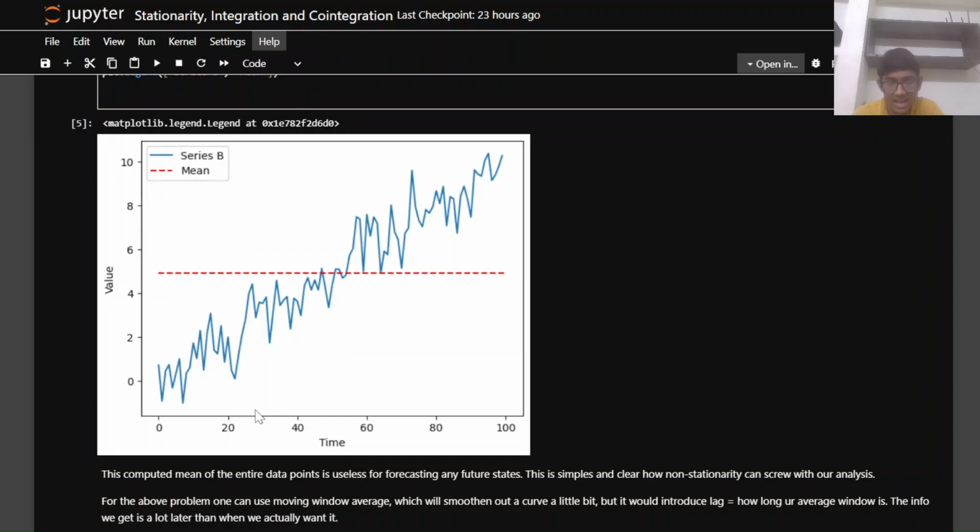The problem is lag, and this lag is proportional to how long your average window is. Basically the information that you get will be a lot later than when you actually want it.